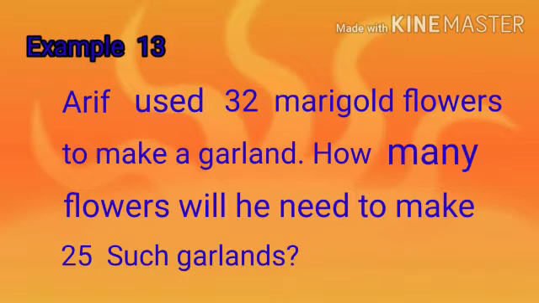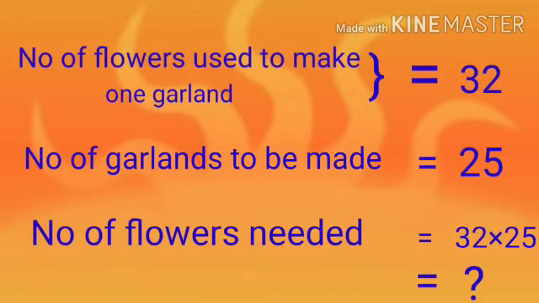RF used 32 marigold flowers to make a garland. Children, you have to find how many flowers will he need to make 25 garlands. First you have to write the statement. Number of flowers used to make one garland is equal to 32. Number of garlands to be made is equal to 25.